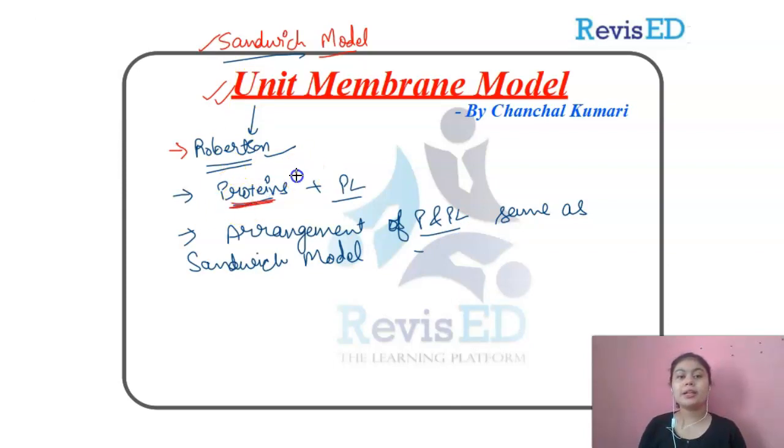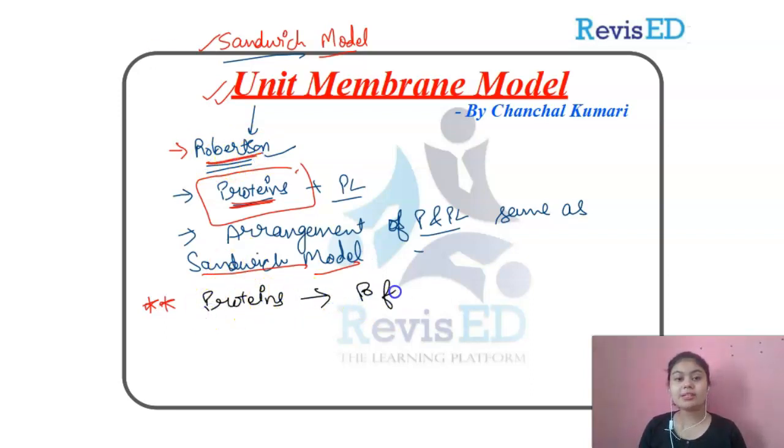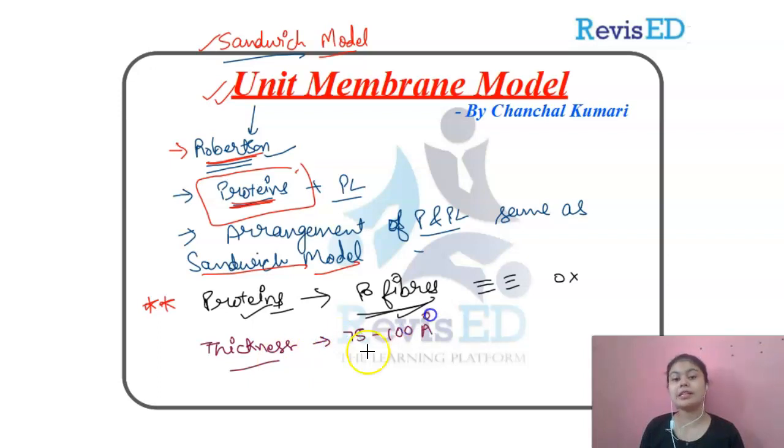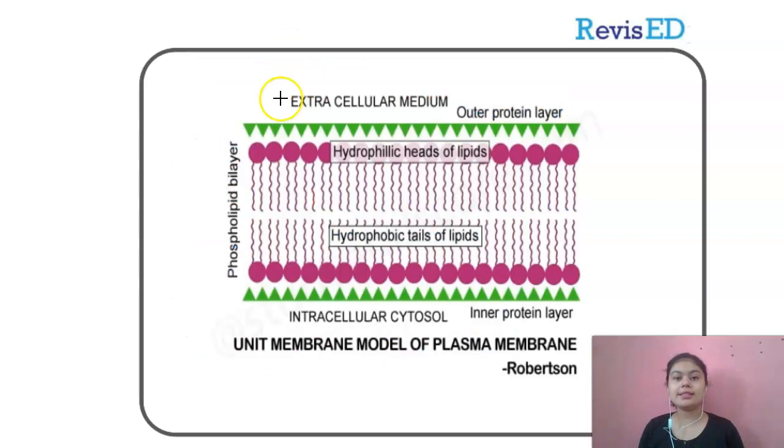All right, but there is a big difference between the sandwich model and the unit membrane model. And what is it? Basically, Robertson said that the proteins are beta fibers. All right, and in the sandwich model we studied alpha globular proteins, right? Here he also tells us about the thickness of the plasma membrane, which is 75 to 800 Angstrom.